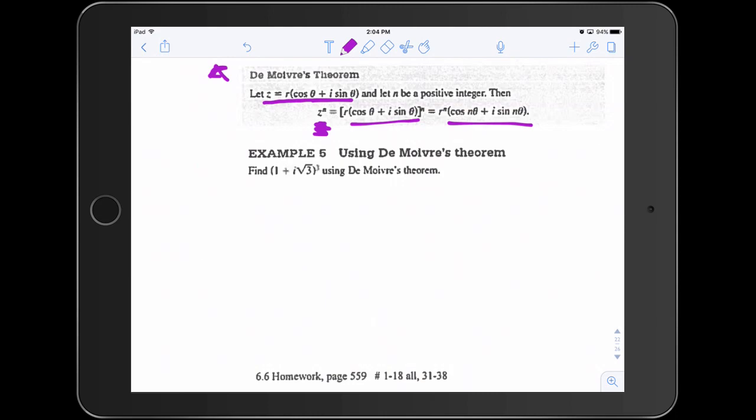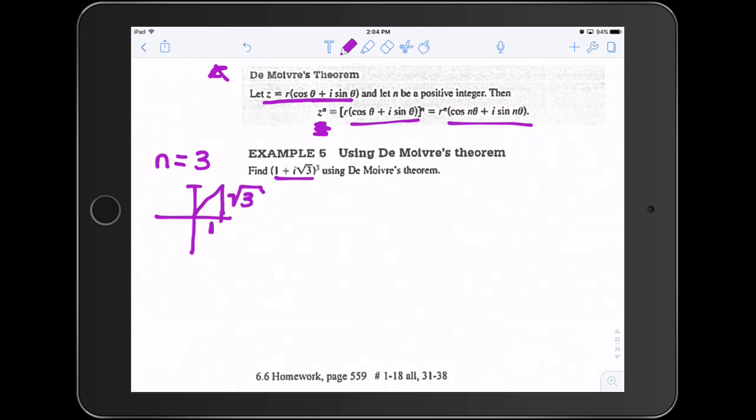So here's how we do it. We first look at the power of this complex number, which in this case is 3. So I'm going to write n equals 3 here so I don't forget that. Then I'm going to graph my complex number, just the complex number, not the cubed. So I'm going to go over 1 and up square root of 3.